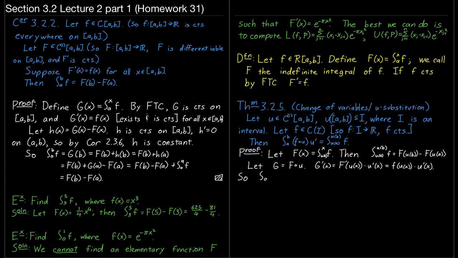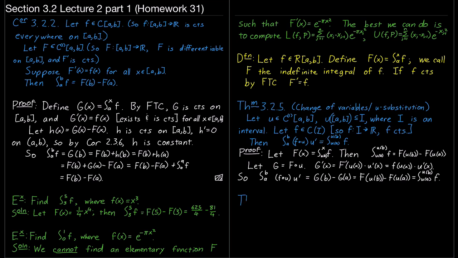So the integral from a to b of f composed with u times u prime, that's the integral of G prime, so that's G of b minus G of a, which is big F of u of b minus big F of u of a, which we saw is showing up there, is exactly what it's supposed to be. So that completes the proof.